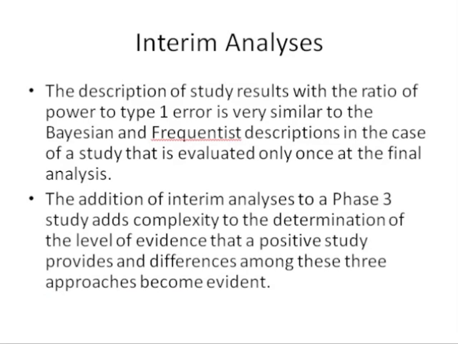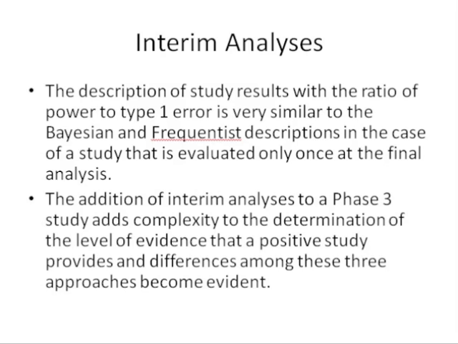Now you might be asking yourself, how is summarizing evidence provided by a study with a ratio of power to type 1 error any different than how a typical frequentist or even a Bayesian would evaluate the results of the study? Well, it is indeed true that the description of study results with the ratio of power to type 1 error is very similar to the Bayesian and frequentist descriptions in the case of a study that's evaluated only once at the final analysis.